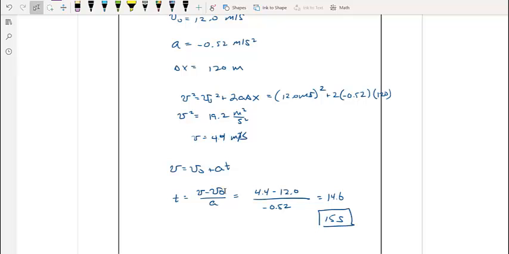Okay, so V is positive 4.4. You subtract 12. V0 is positive, so you subtract positive 12. Divide by the acceleration, and you get 14.6 seconds, which rounded off to two significant figures is 15 seconds.